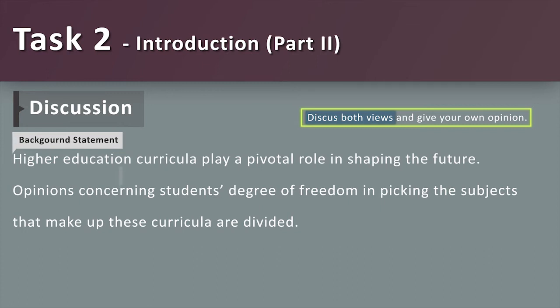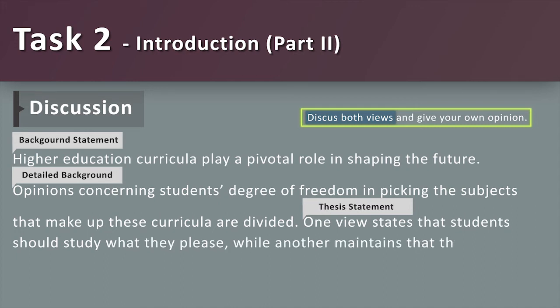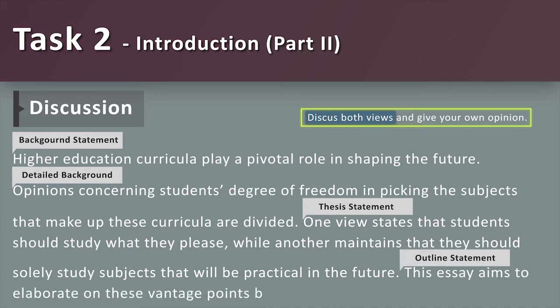Higher education curricula play a pivotal role in shaping the future. Opinions concerning students' degree of freedom in picking the subjects that make up these curricula are divided. One view states that students should study what they please, while another maintains that they should solely study subjects that will be practical in the future. This essay aims to elaborate on these vantage points before declaring an opinion.